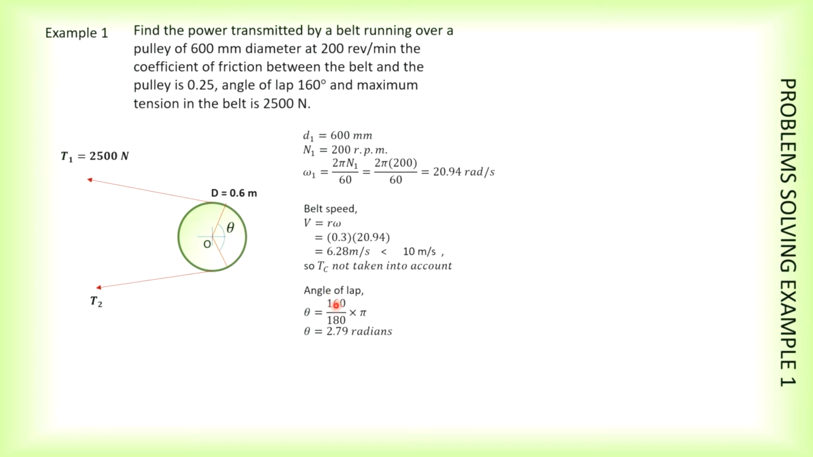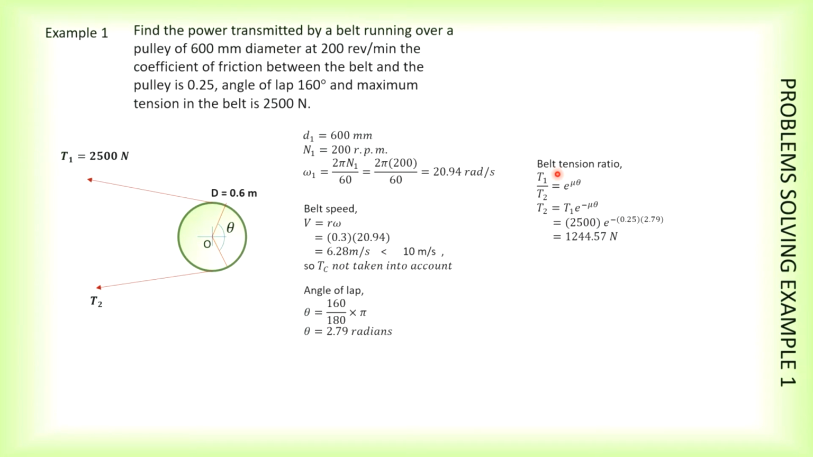Angle of lap. They have given us the angle of lap of 160, remember, divided by 180 times pi to convert it to radian, or you can use 360 and 2 pi here. You will get the same answer of 2.79 radians.